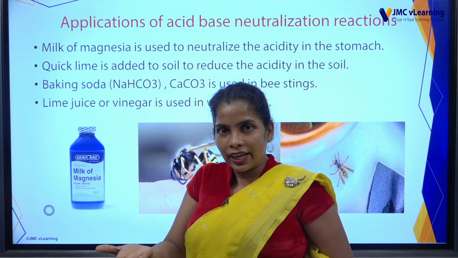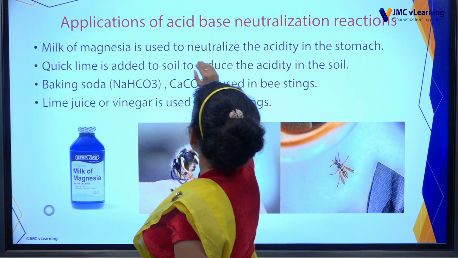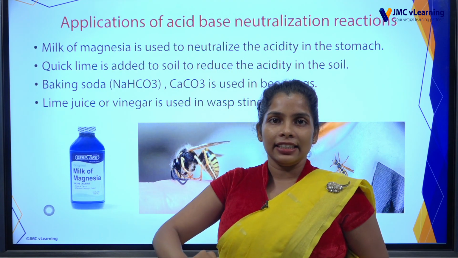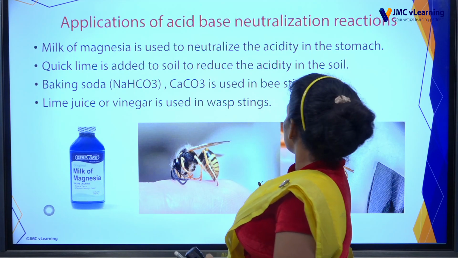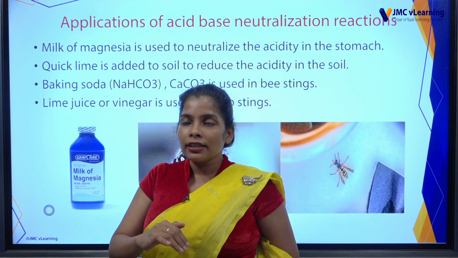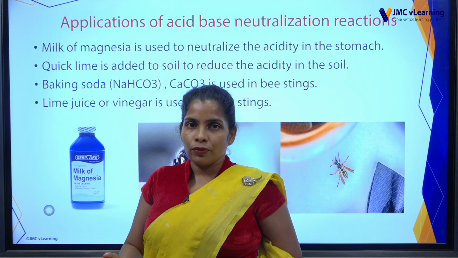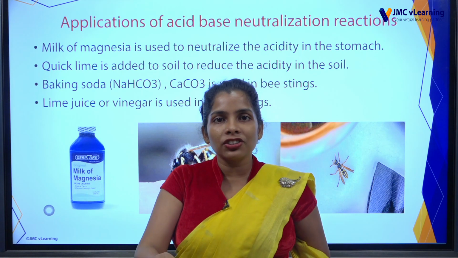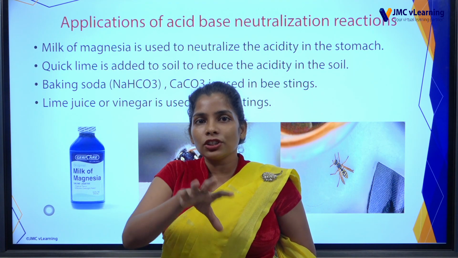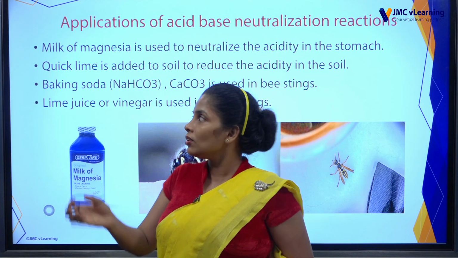When you have gastritis, you can use milk of magnesia. So milk of magnesia is used to neutralize the acidity in the stomach. Acidity means hydrochloric acid in your stomach. So you can use milk of magnesia when you have gastritis. If you don't have gastritis, don't use milk of magnesia, because you don't have gastritis.